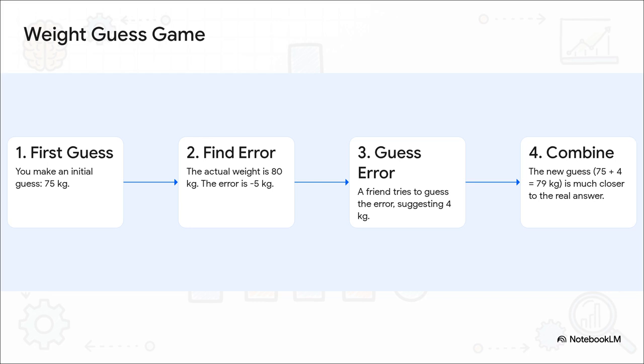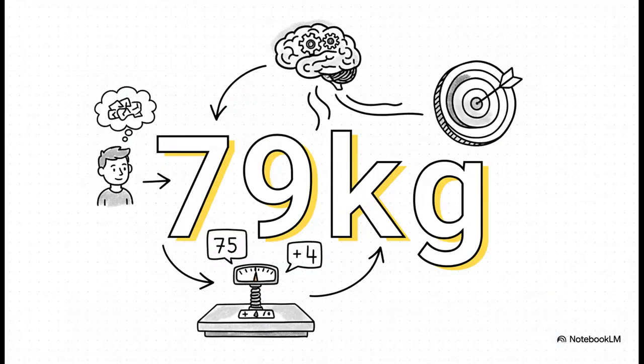Now here's where the boosting magic happens. Instead of you just trying again, you bring in a friend. But this is the key. You don't ask your friend to guess the person's weight. No, you ask them to guess your error. So your friend looks at the situation and guesses your error was about 4 kilograms. Now you just combine your original guess with their correction. 75 plus 4 gets you to 79. And boom, just like that, you are way closer to the right answer. That, in a nutshell, is the entire philosophy behind boosting.